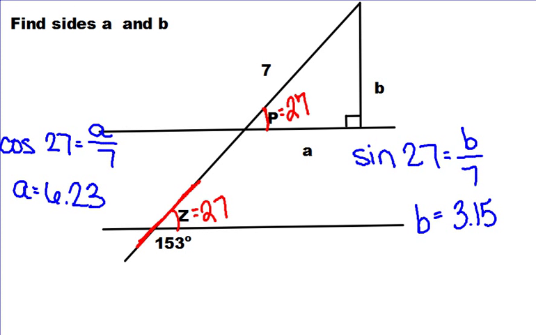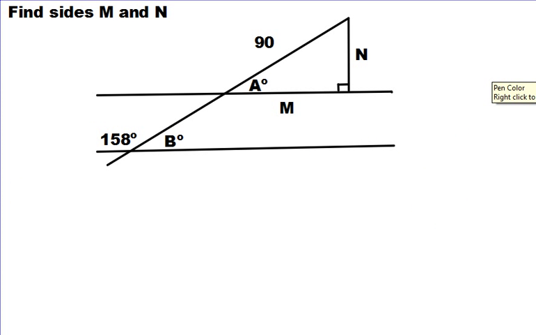Let's do another example. This one we're doing the same thing. We're finding sides M and N, and we're going to do it based off of this A angle. In order to find A, we need to know that A and B are the same. They're both on the top side of their parallel lines that have been intersected by this transversal, so their angle measurements are going to be equal.